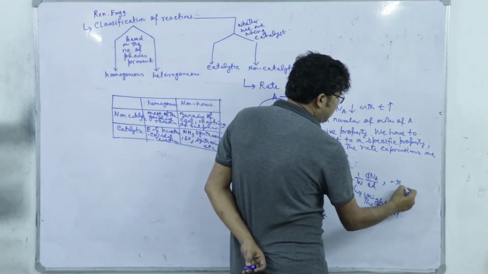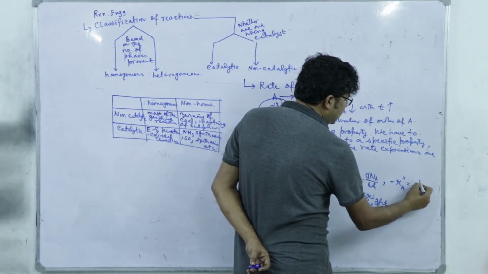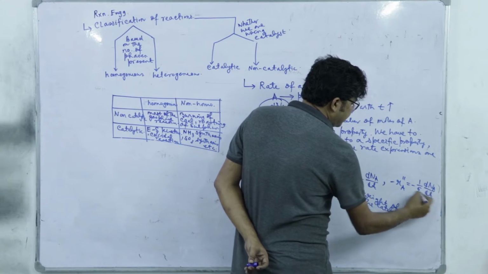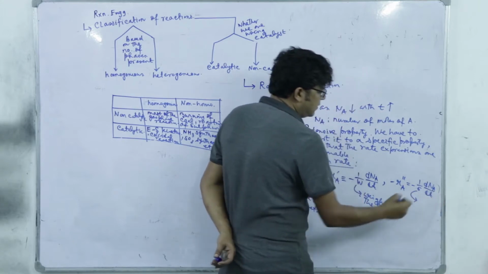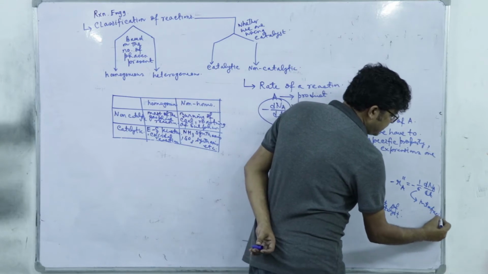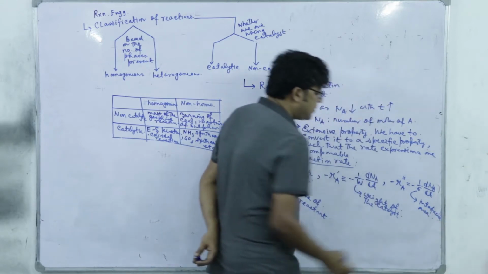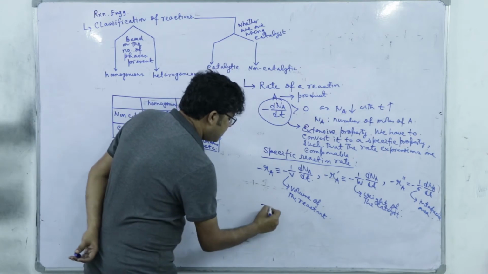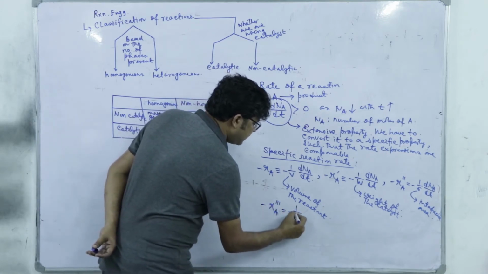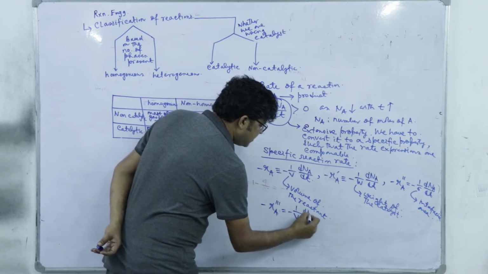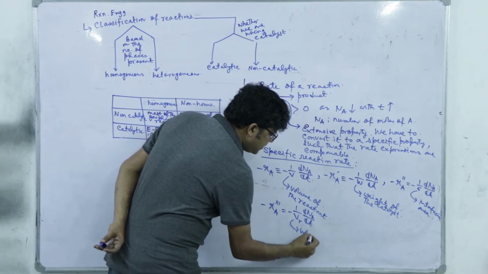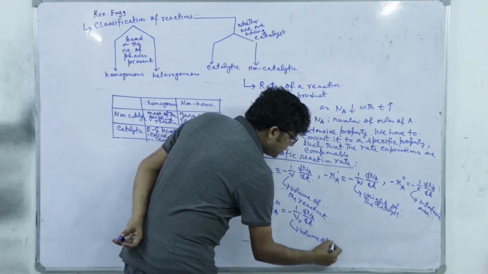So, if it is an interfacial reaction, it may be minus of 1 by S dNA dt, where S is the interfacial area, and minus of RA triple prime, minus of 1 by VR dNA dt, where VR is the volume of the reactor.